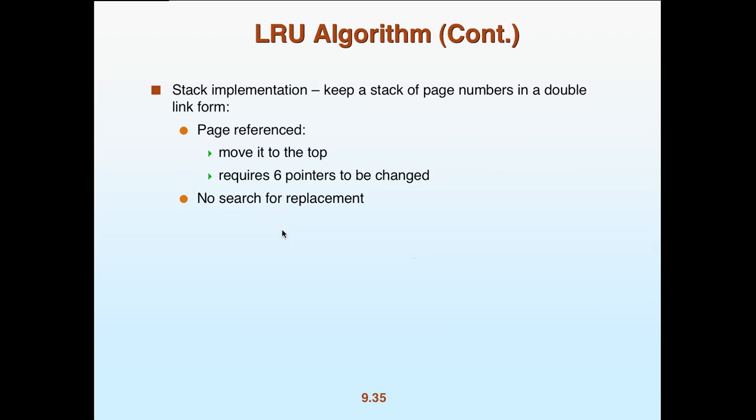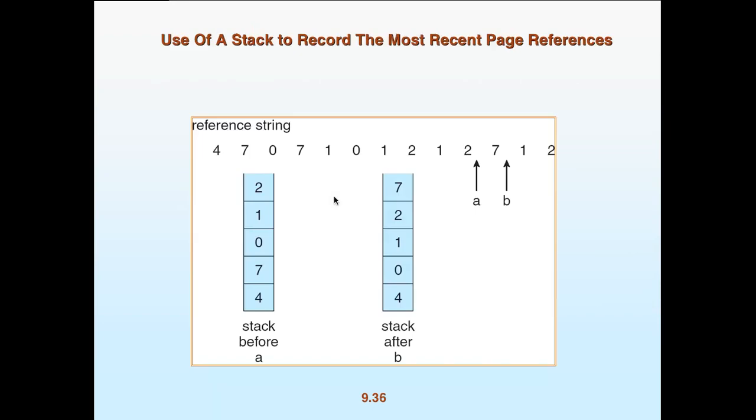A stack implementation for least recently used is very promising because it doesn't add to the algorithm's complexity. It's using a data structure to organize the strings, so it requires 6 pointers to be changed. You have to constantly update the pointers. However, there's no search for a replacement. There's no thinking, so there's no search. It's faster. You're not going to be slowed down by the search.